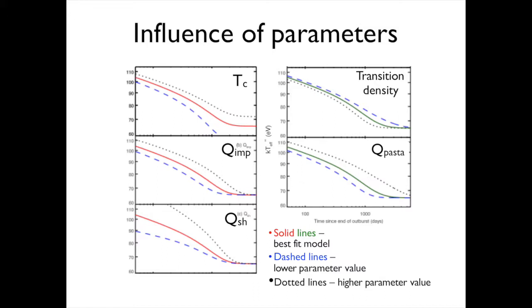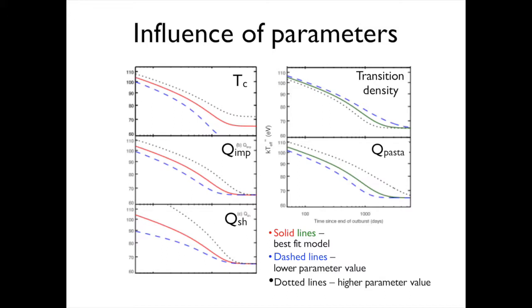So if you look at the core temperature, as you lower the core temperature, of course, the temperature that the cooling curve ends up with is a lot colder. It's kind of obvious. As you lower the impurity parameter of the crust, you make it a better thermal conductor, and so it cools more rapidly. If you have a higher impurity parameter, you expect the crust to be hotter at the beginning because it's got the lower thermal conductivity, it's acting like a blanket.